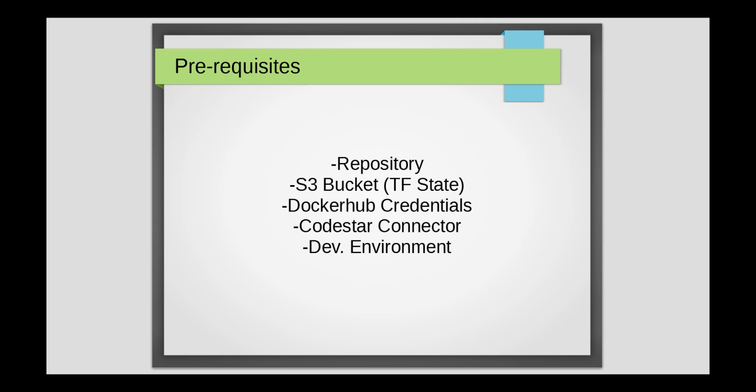So these are the list of things we need to take care of before we actually get started. We need to create a repository. I'm going to use GitHub for our Terraform repository. We need to create an S3 bucket to store the Terraform state. We'll need credentials for Docker Hub so we can reliably download images, specifically the Terraform image. We'll need to create a CodeStar connector so that we can link up AWS CodePipeline and GitHub to get that integration going. There's another method using webhooks, which is being phased out, so we'll be using the CodeStar connector. And finally, we have our dev environment. This is just cloning our GitHub repository locally so we can start making changes.